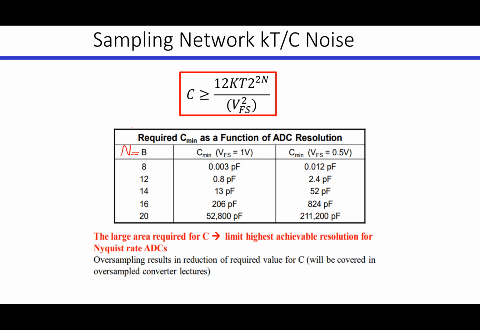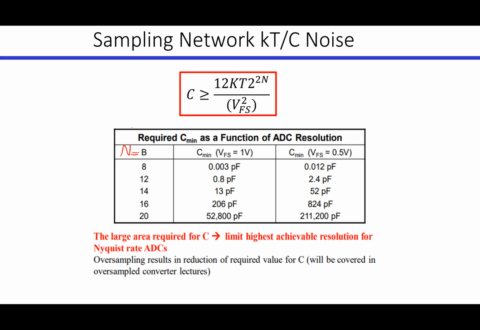Now, if I go to high resolution ADCs, you can see these numbers. There the quantization noise goes very low, as you remember, at higher resolutions. So in order to have a very low thermal noise, I need a very large capacitor. KT over C is an inverse relation between C and the noise, so I need a very large C in order to have the term KT over C very small. And 52,000 picofarad is a huge number that I cannot integrate on chip.